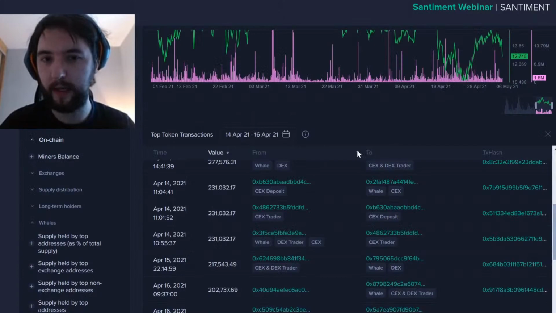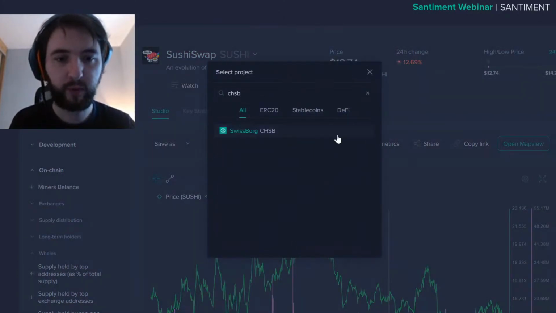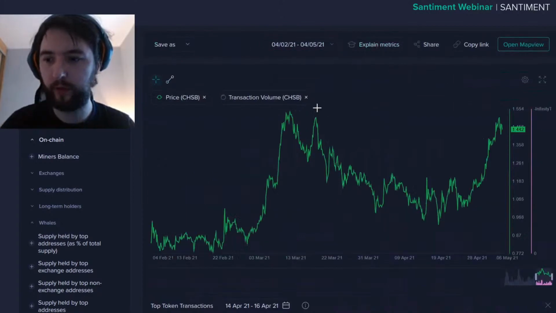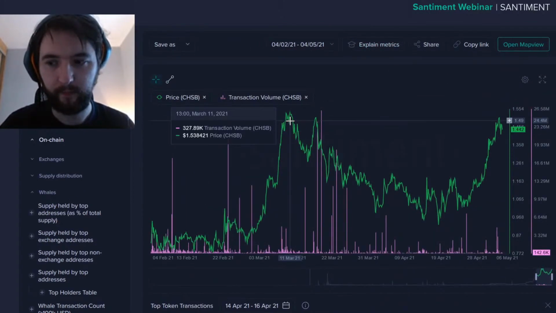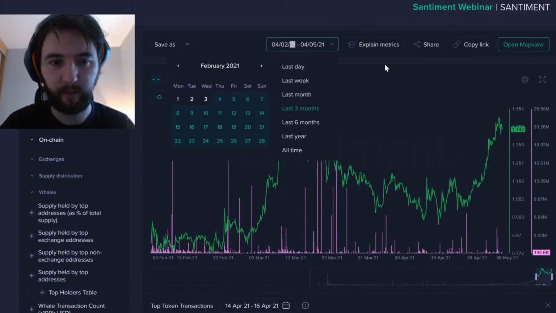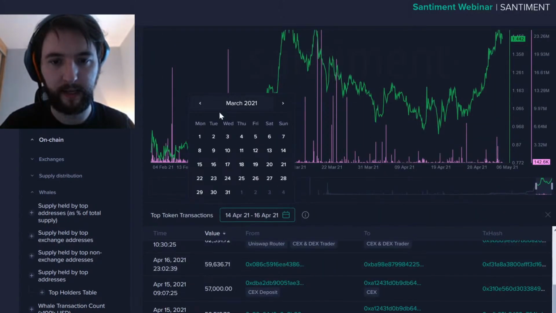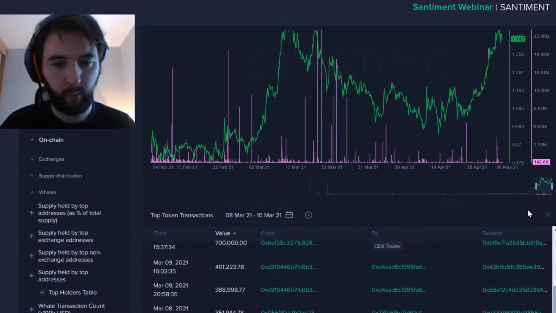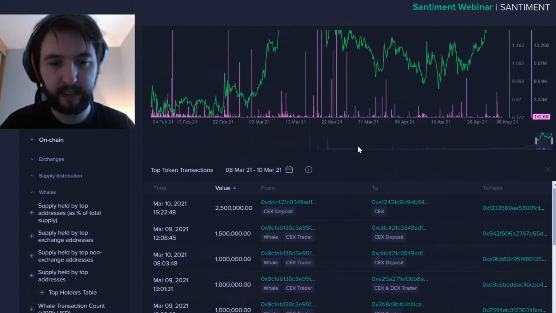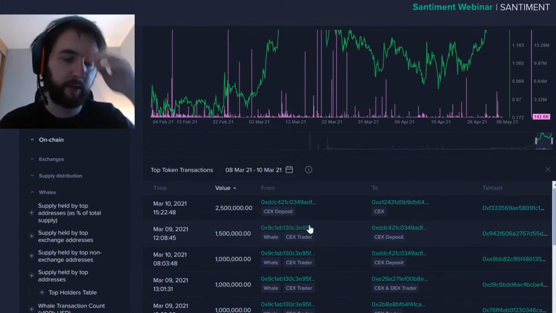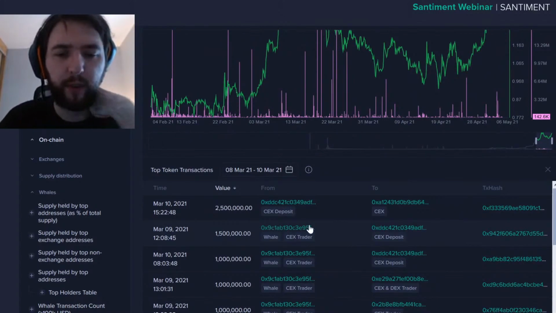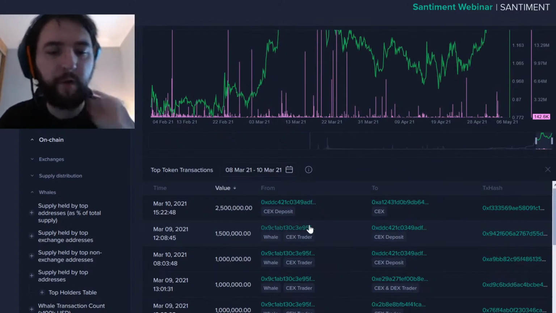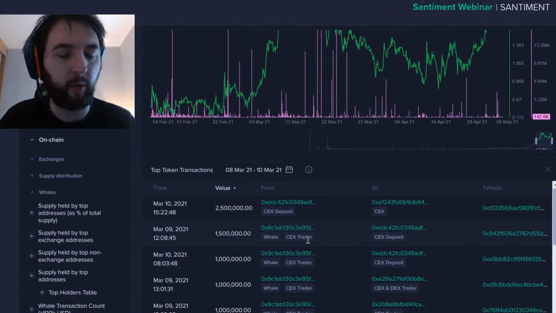Another example that I have is for CHCB, Swissborg. So I'm also going to look at the latest all-time high. There we go, March. So we look at all of the transactions that happened between March 8th and March 10th. We filter by the biggest transactions. And the second biggest transaction is a transaction of 1.5 million CHCB from an address that we have labeled as a whale or a trader address to a deposit address, basically an address belonging to a centralized exchange.